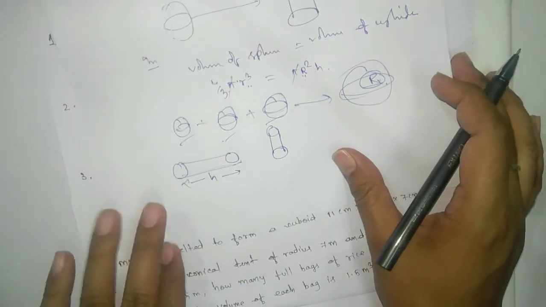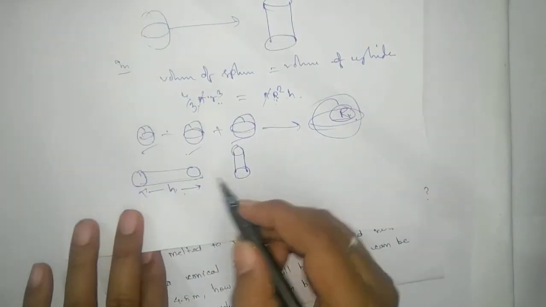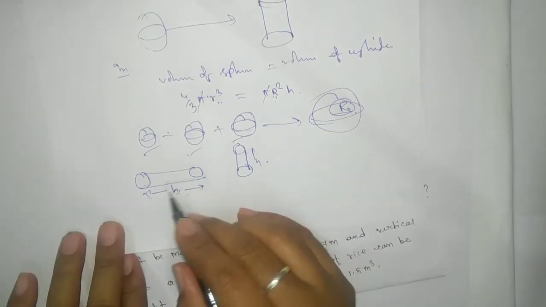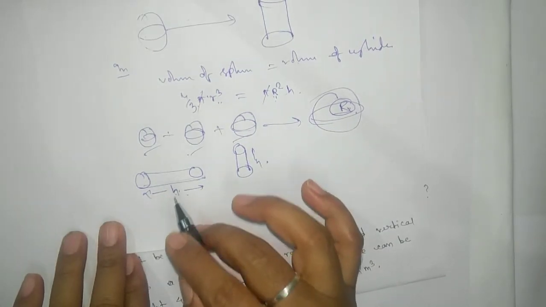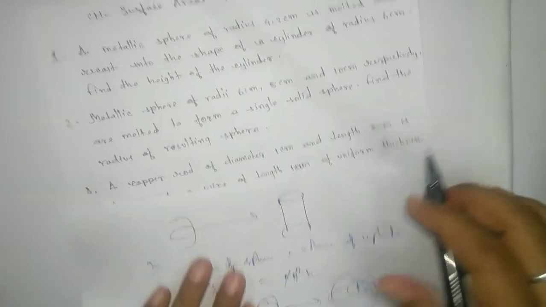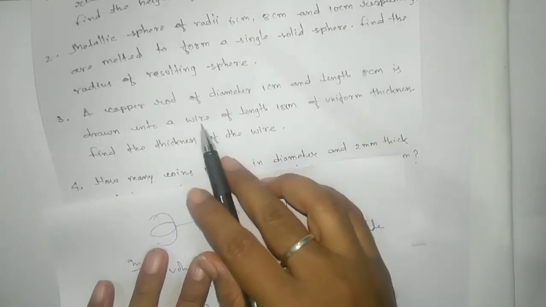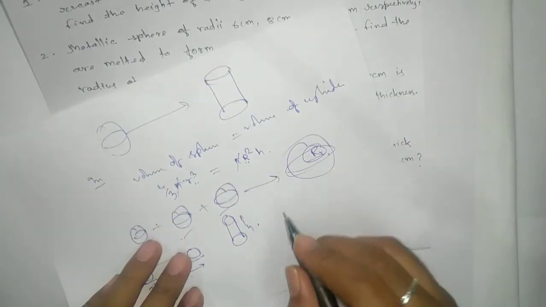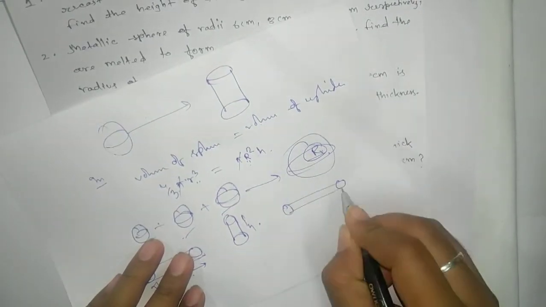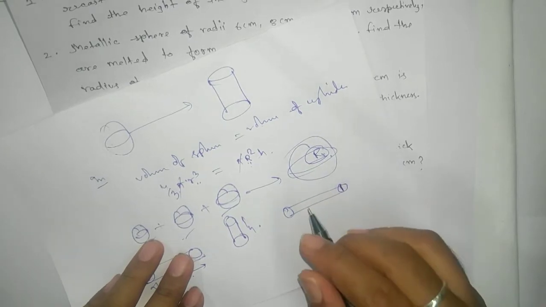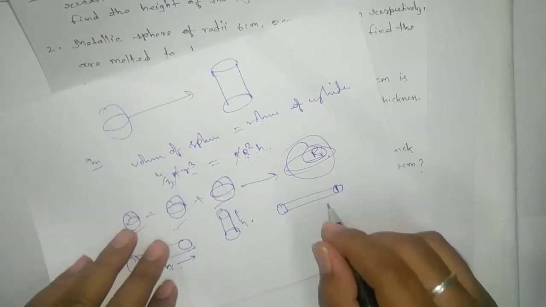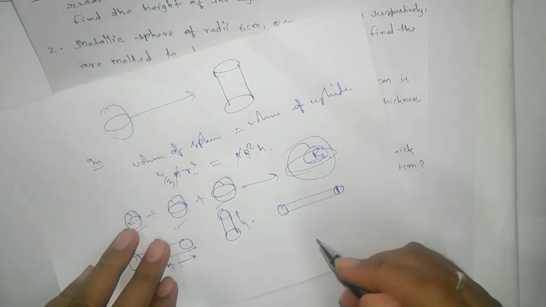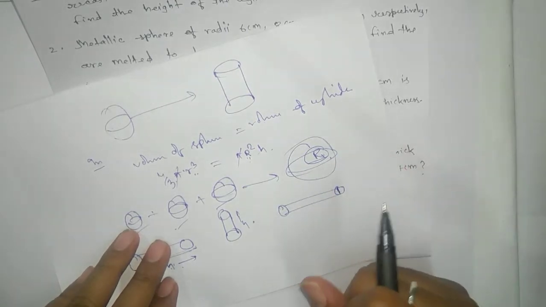But the meaning will remain the same. This is your height, but here the word height will not be used, we are going to use length. The rod is drawn into a wire, and the wire is also cylindrical in shape, and we need to find the thickness. Thickness means we need to find the diameter. To find the diameter, we first need to find the radius. Once we get the radius, multiplying it by 2 gives the diameter, that means the thickness.